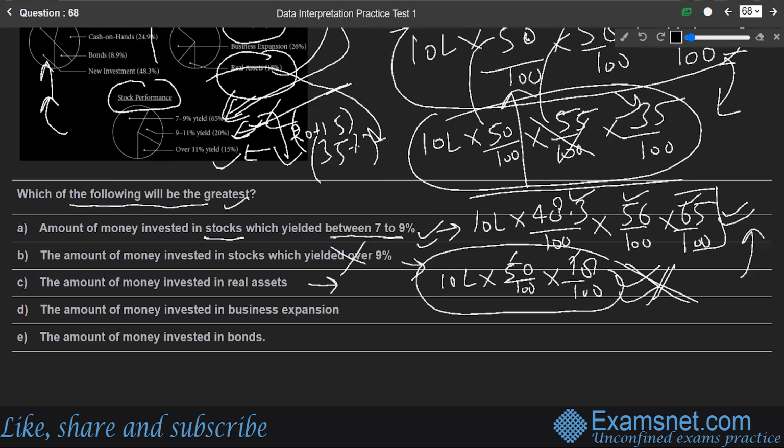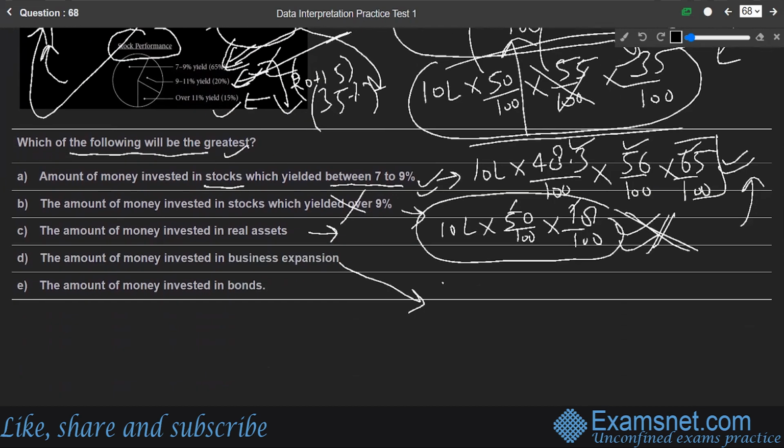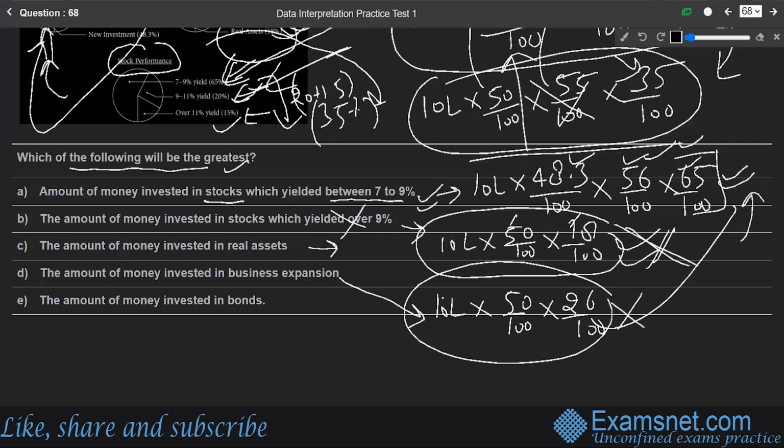The next option is business expansion. If you see, business expansion can be found out here. Business expansion is 26% of new investment. New investment itself is 48.3%. So the value becomes how much? The value becomes 10 lakh rupees, 50% approximately, and business expansion was 26%, 26 by 100. If we compare this with the first one, again the first one becomes higher, because there are more numbers and higher numbers. So this again gets discarded.